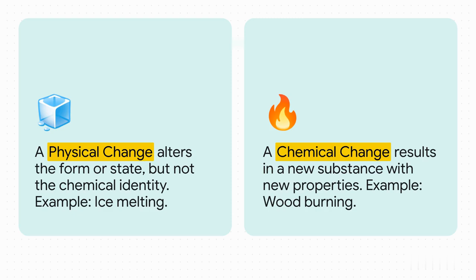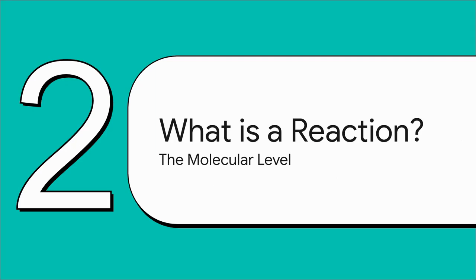But now, look at the right. A chemical change. When you burn wood, it turns into ash and smoke. You can't unburn it. You can't turn that ash back into a log. Why? Because a totally new substance has been made. And that's the key difference. So whenever we see one of those chemical changes, like our burning wood or our cooking steak, the engine that's making it happen is something called a chemical reaction. Let's pop the hood and see how this thing actually works.